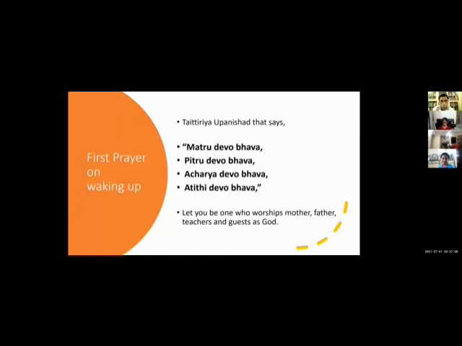So when you're opening your eyes, but you have not got out of bed, there is a famous mantra which comes from Taittiriya Upanishad. Shamala, will you lead us? And then the children will chant. You will chant the whole thing.